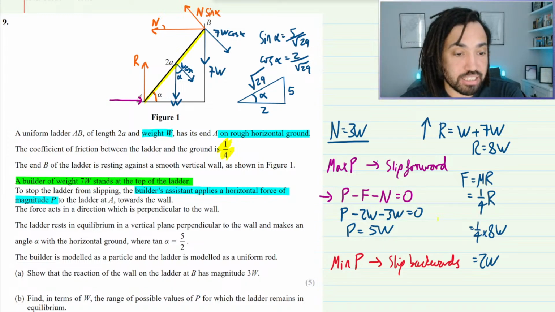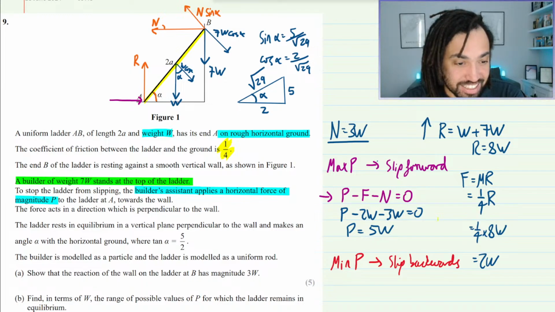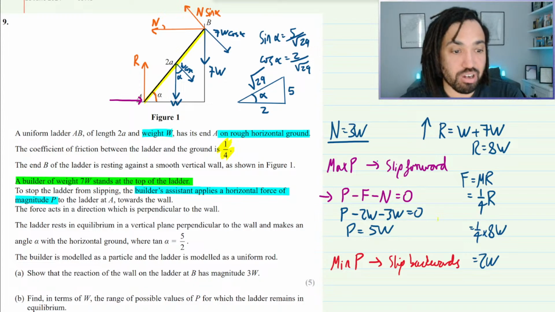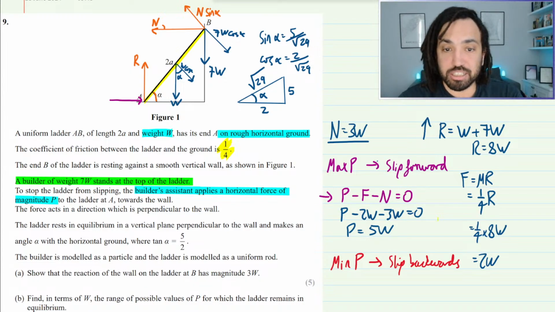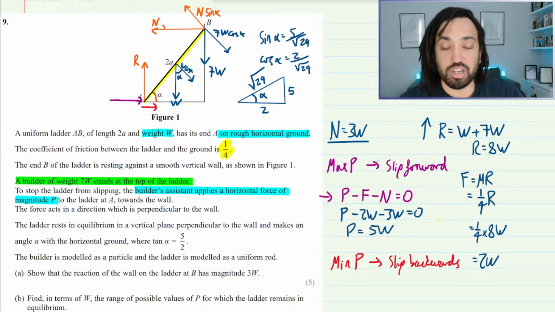Which way is it going to be acting in this scenario, guys? Oh yes, easy mode exams. To the right, yes, to the right, love that. Yes, it's going to be going to the right, because it's going to try as hard as it can to keep it from slipping backwards.